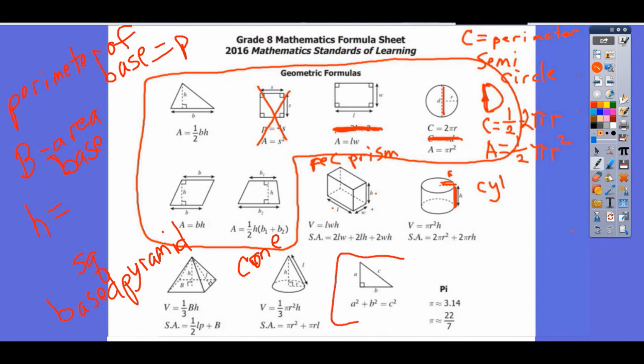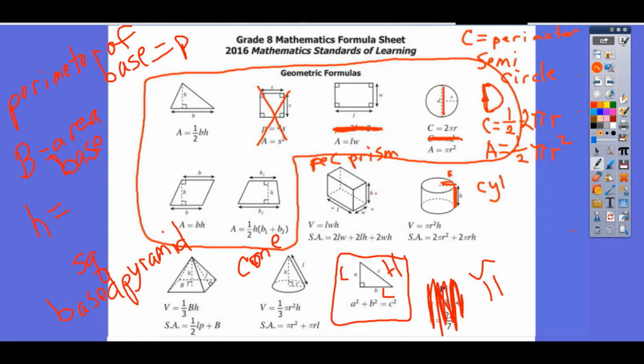Finally, we have the Pythagorean theorem, just in case you forget it, or just in case you forget where the legs are and where the hypotenuse is. Remember, your hypotenuse is always across from your right angle, and your legs are what form your right angle. And then pi, you never want to use 3.14. You always want to use the pi key in your calculator, okay?